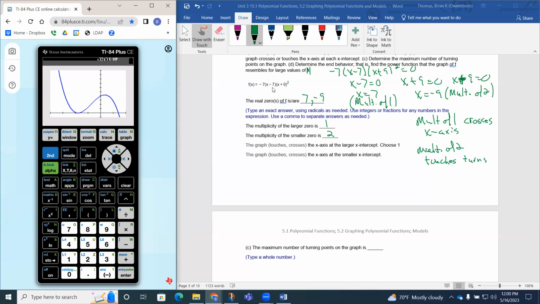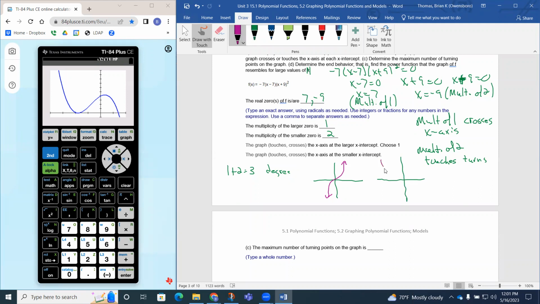So notice that if you count the zeros and the multiplicities, there's a 1 plus 2 that tells me that this is a degree 3. We know a degree 3 typically would run this way here. But notice how the coefficient out front is negative. Since the coefficient out front is negative, that's going to make the end behavior kind of switch over, where the graph now actually is going to finish up and then finish down.